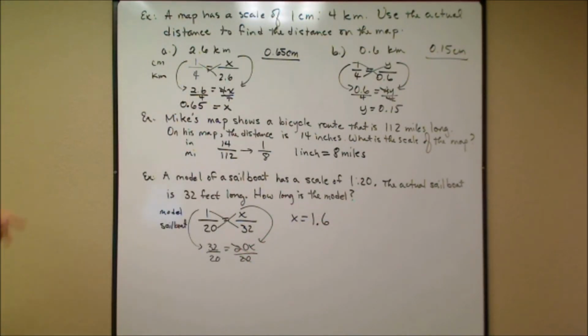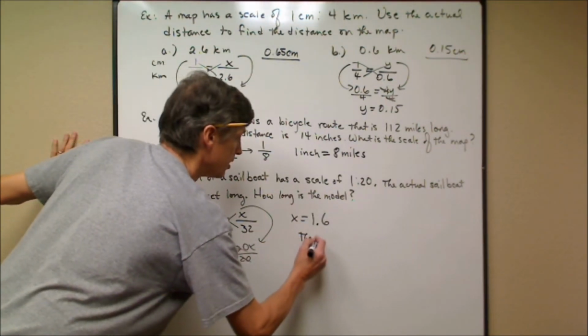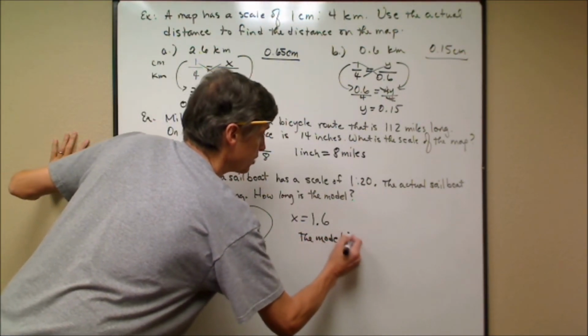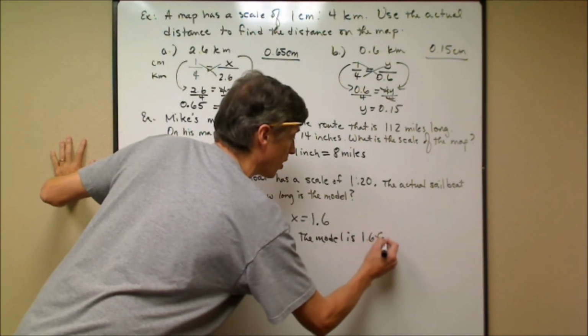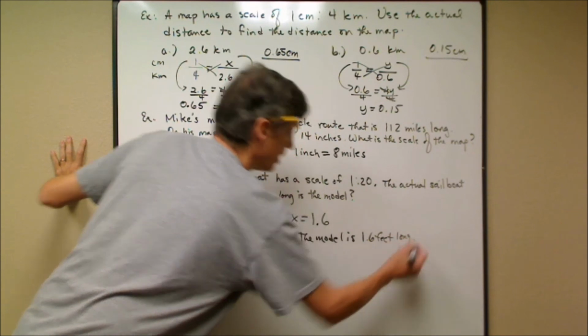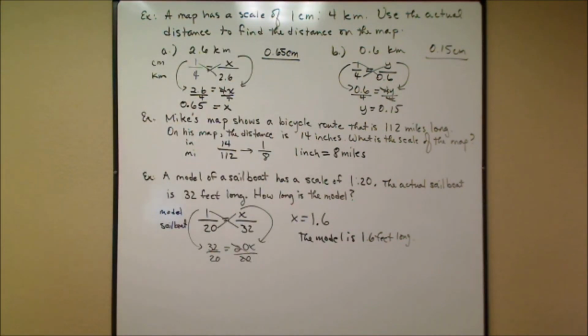So how long is the model? The model is 1.6, and this is in feet, so this would be 1.6 feet long. That kind of makes sense. A model boat would be probably somewhere in the 1 to 2 feet, depending on how big the model is, I guess. Anyway, set up your proportion, cross multiply, divide, solve, and you'll be able to solve these problems out. Just be very consistent with your correspondences. That takes a lot of practice, practice, practice.